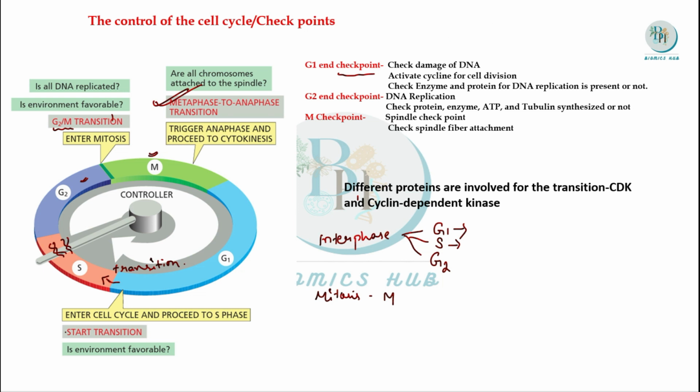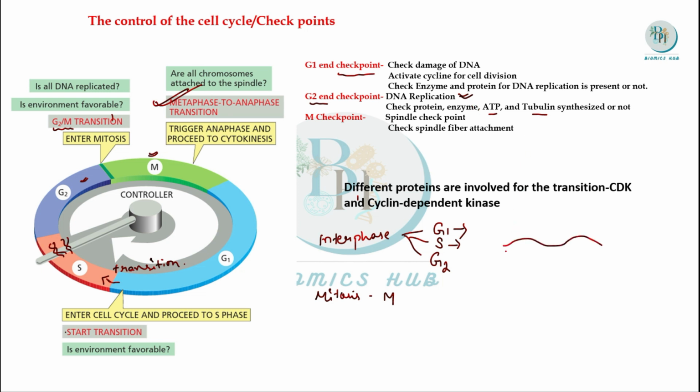Next comes the G2 checkpoint. In the S phase, the DNA is replicating, then it enters the G2 phase. What does this G2 checkpoint do? It checks whether the DNA has properly replicated or not, whether the tubulin has been synthesized or not, and whether there is proper ATP or not. It will check because this tubulin is required in the metaphase. Why is proper DNA replication required?